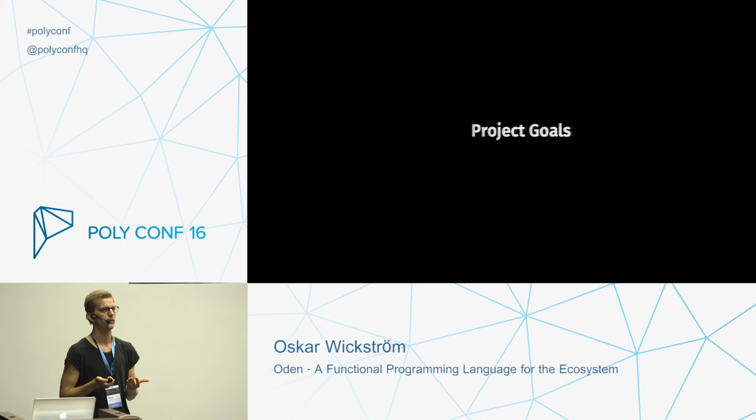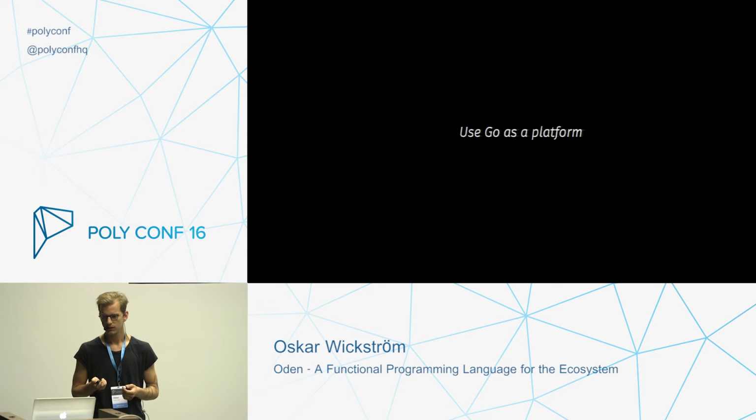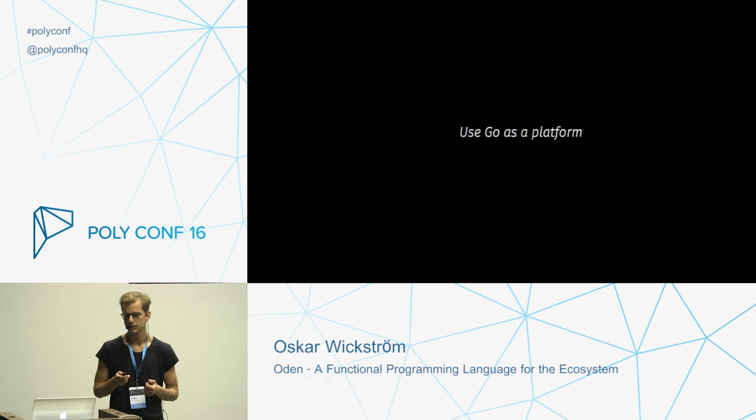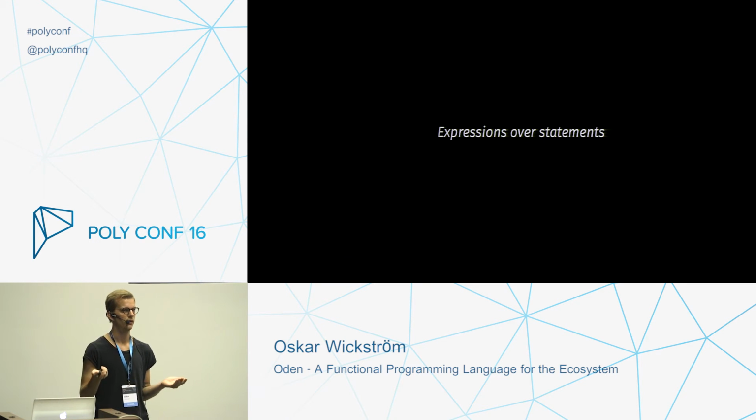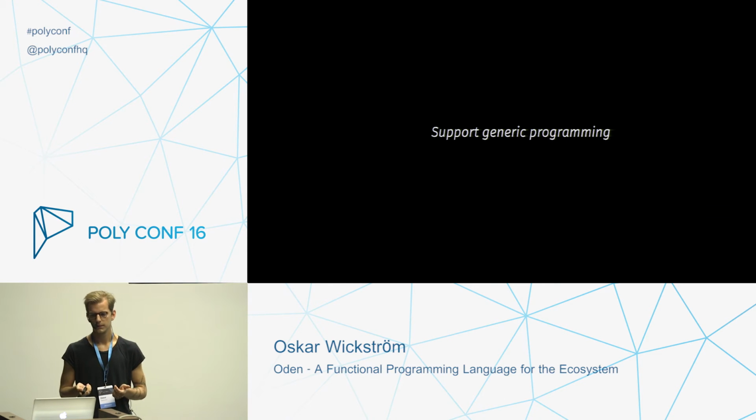So the project goals for Oden then. Use Go as a platform. And this is like Scala for the JVM or Elixir for Erlang. You could compare to those. Avoid cleverness and prefer clarity. So I'd rather write one or two more lines and have something that's clear than do the magical, clever stuff. Expressions over statements, I already mentioned those. It's the if and for. They should return something useful.